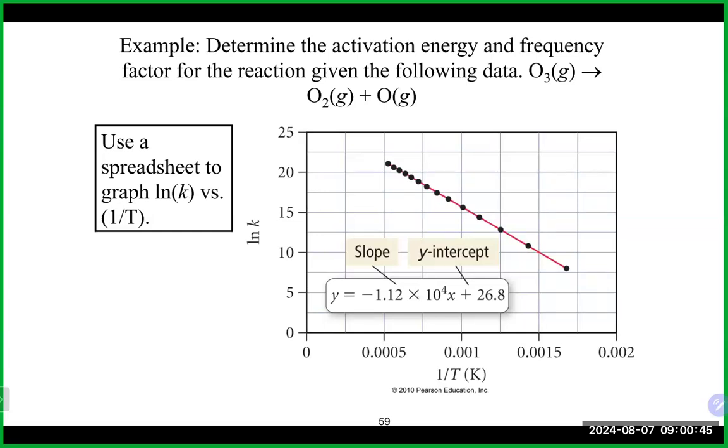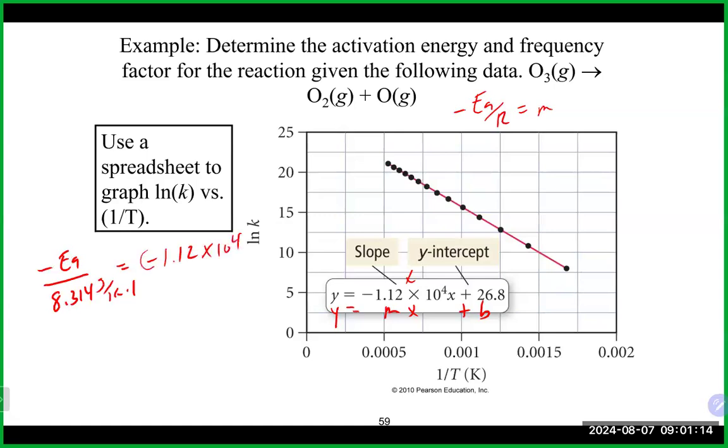And again, we can use the information. This again is our y equals mx plus b. And this number up here is our slope. So if we wanted to know the activation energy, E of A over R is equal to the slope, we could just pop those numbers in. Minus E of A over R, with R being 8.314 joules per Kelvin per mole, is equal to our negative 1.12 times 10 to the 4 in this case. Those two negatives are going to turn our activation energy into a positive number. Essentially, we're just going to multiply our slope by R.